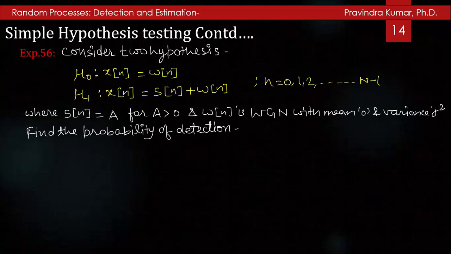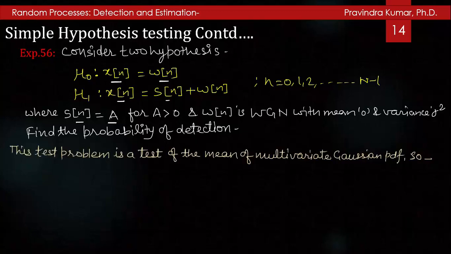Now consider the two hypotheses. H naught corresponds to x n equal to omega n, meaning only noise is present, and hypothesis h1 corresponds to x n equal to s n plus omega n, where n is equal to 0, 1, 2, 3. This is the signal in presence of noise, where s n is equal to A for A greater than 0, and omega n is white Gaussian noise with mean 0 and variance sigma square. So the question is, find the probability of detection.